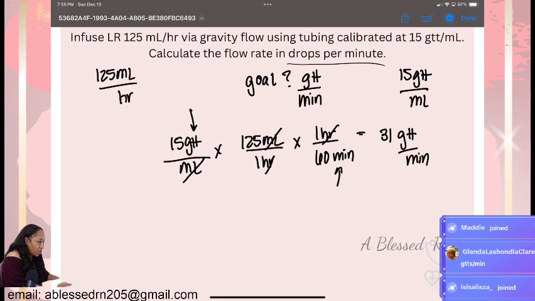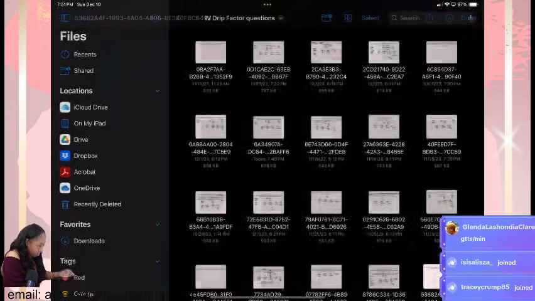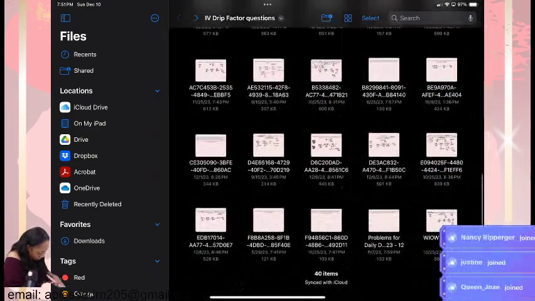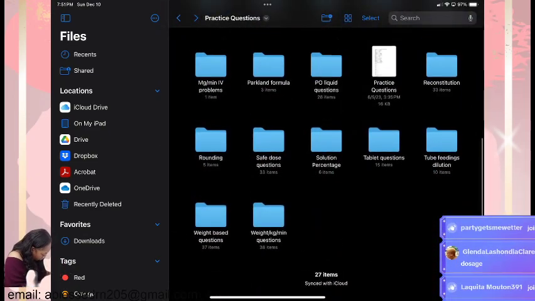Cool. Y'all are getting it. Look at y'all. Okay, so what else did we say? Safe dosage? I got 31 drops per minute. That's what's up, because you got the right answer. Whoop, whoop, whoop.